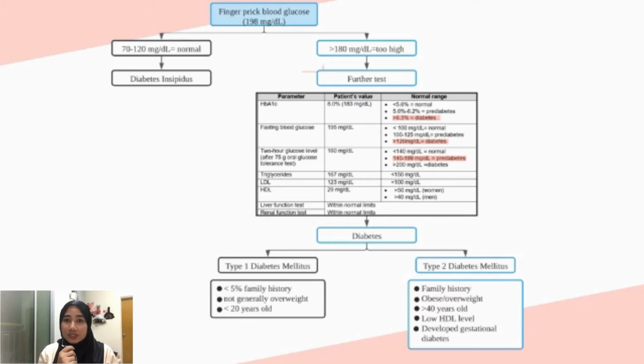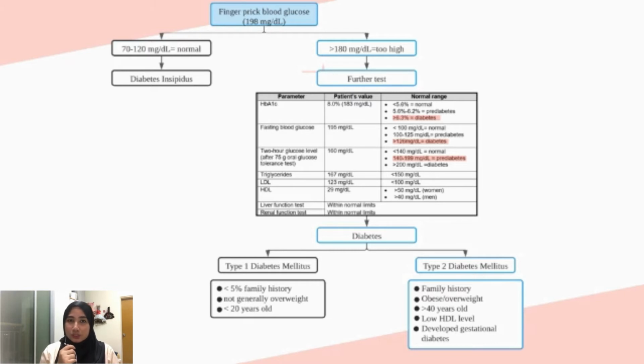Moving on. Okay, this flow shows the differential diagnosis for diabetes. The finger prick blood glucose reading in this patient is 198 milligram per deciliter, which is too high and also indicates diabetes. However, it is not the definitive diagnosis for diabetes, and that's why further tests are required. So we assess the HbA1c, fasting blood glucose, 2 hours glucose level, the triglyceride, LDL, HDL, together with liver function and renal function tests.